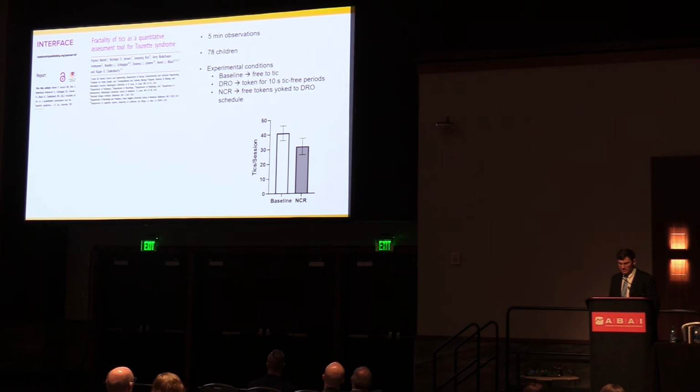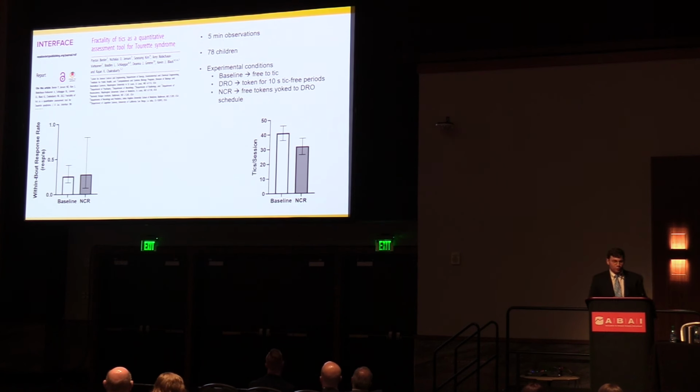In the baseline condition, these individuals were free to tic. There were no consequences for ticcing. There was a DRO condition, which I'm not going to talk about, but in that DRO condition, these individuals could earn tokens for going 10 seconds without engaging in any tics. And then there was a yoked NCR condition, where they could earn free tokens that were yoked to the schedule on which they earned them in the DRO condition. Non-contingent reinforcement was not particularly effective at decreasing motor and vocal tics with these individuals with Tourette syndrome.